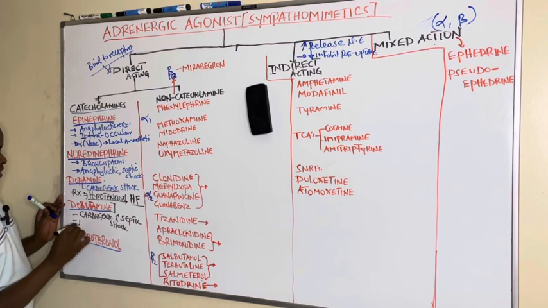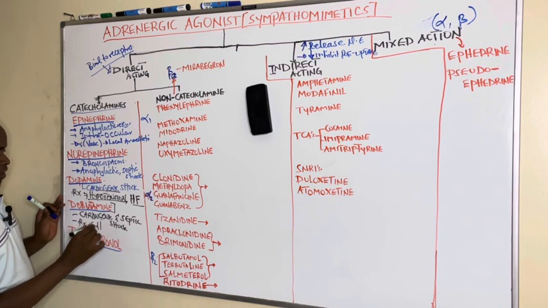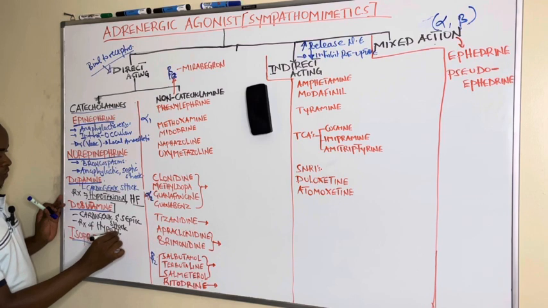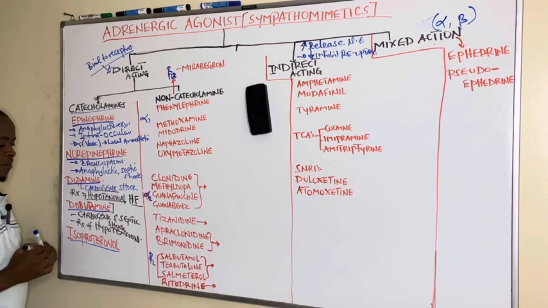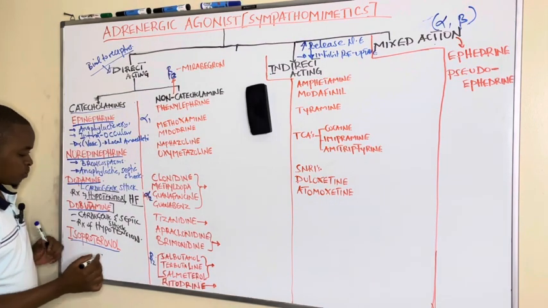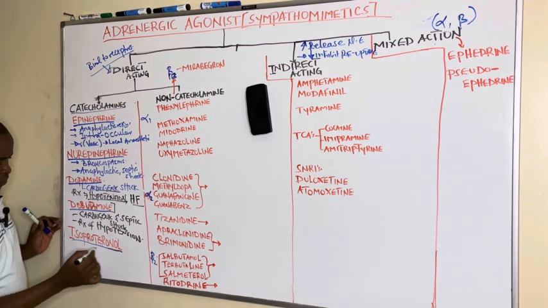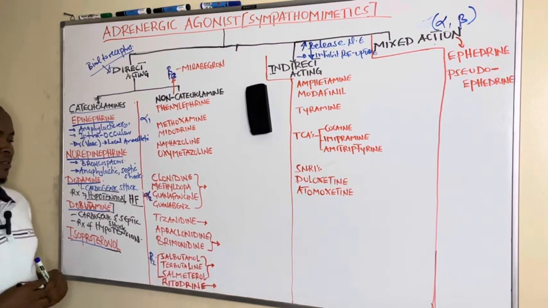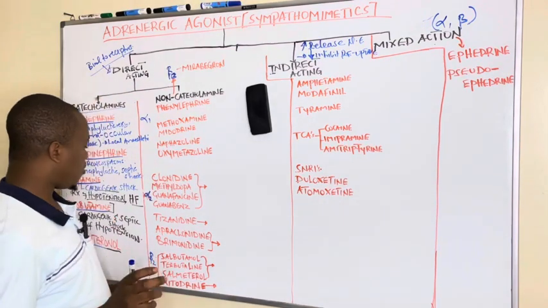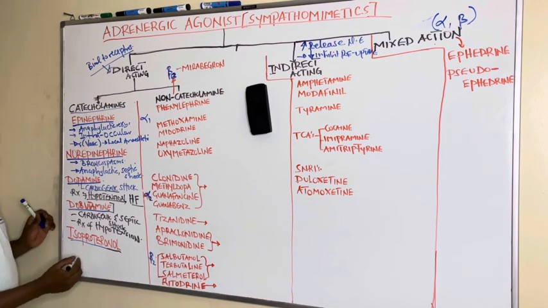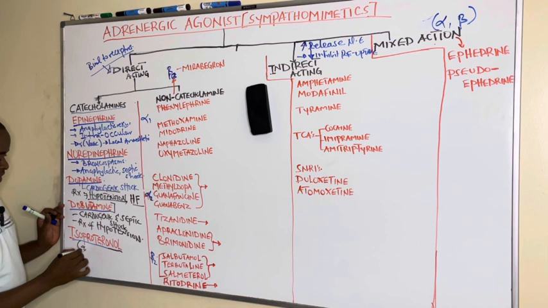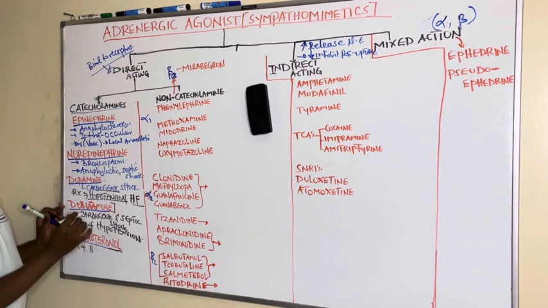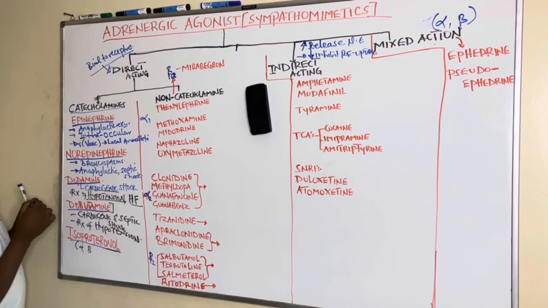Also in treatment of hypotension, we normally apply dobutamine. Then isoproterenol, this one is also an exogenous catecholamine, and it is non-selective. It acts on both alpha and beta receptors, whereas dobutamine is beta 1 selective.